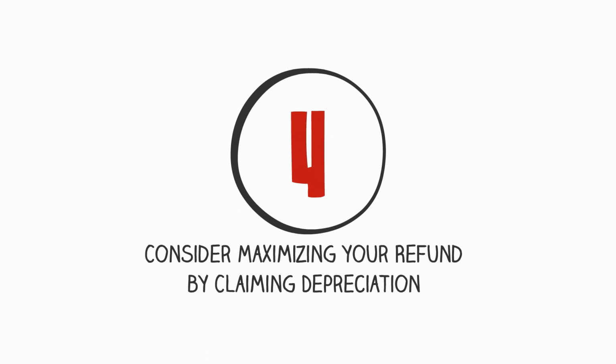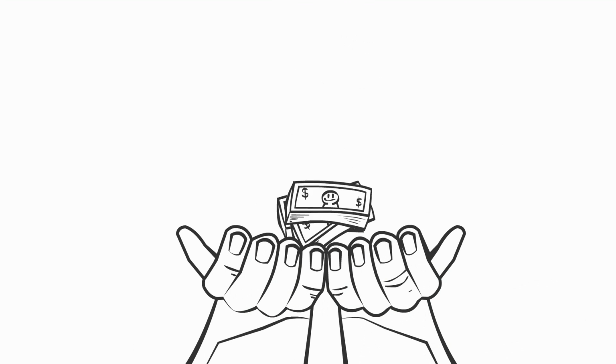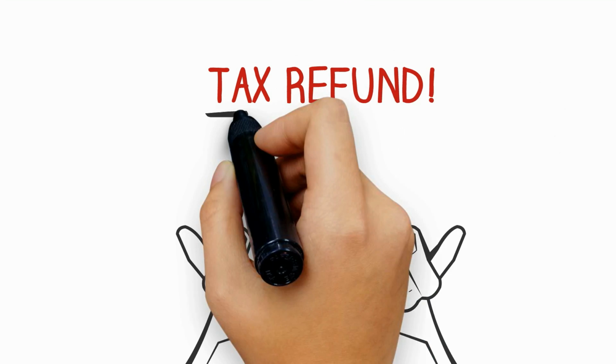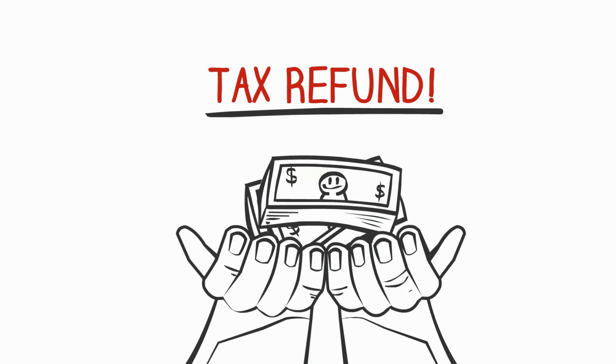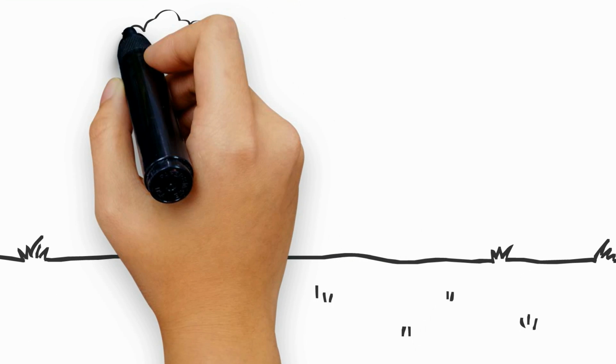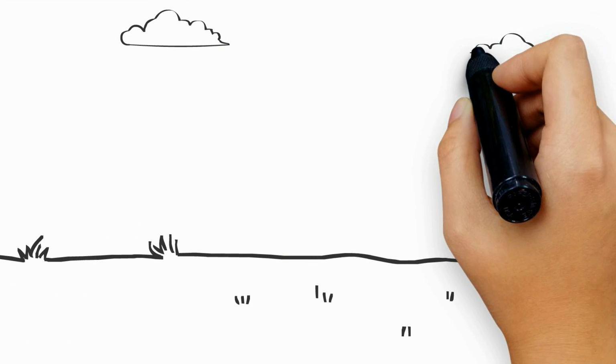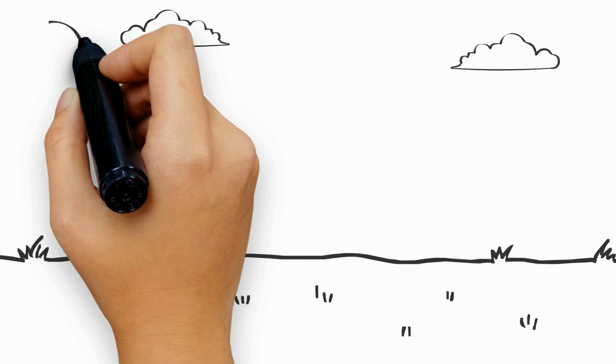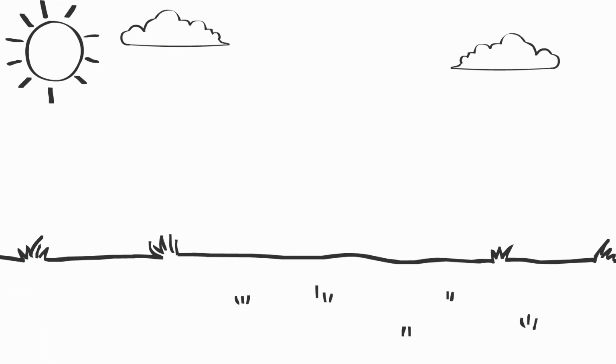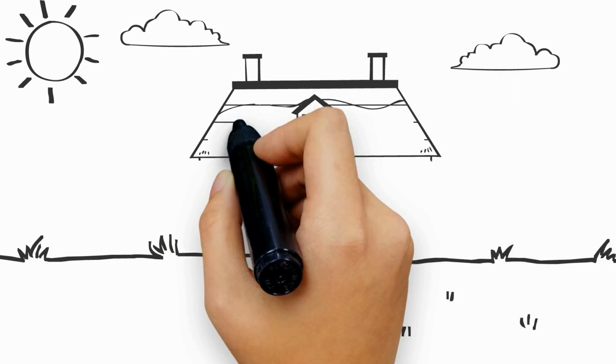Number 4, consider maximizing your refund by claiming depreciation. To maximize your refund, you can depreciate the building portion of your rental property. The benefit of this is that it helps reduce your taxable rental income. In the initial years of renting, the depreciation claimed may match the net rental income, and therefore you may get a refund that totals the amount of tax that you remitted to the CRA for the year.